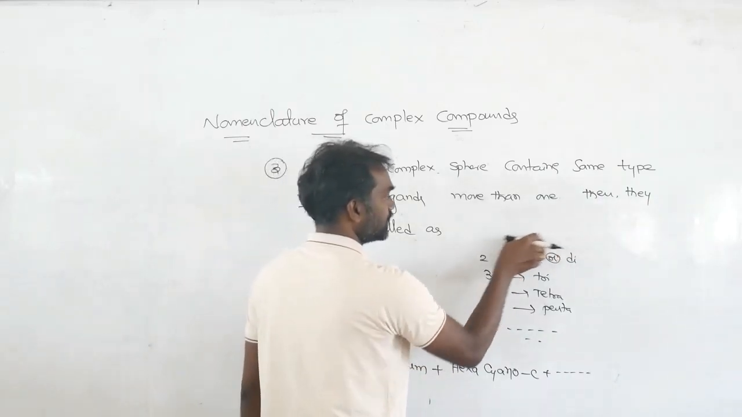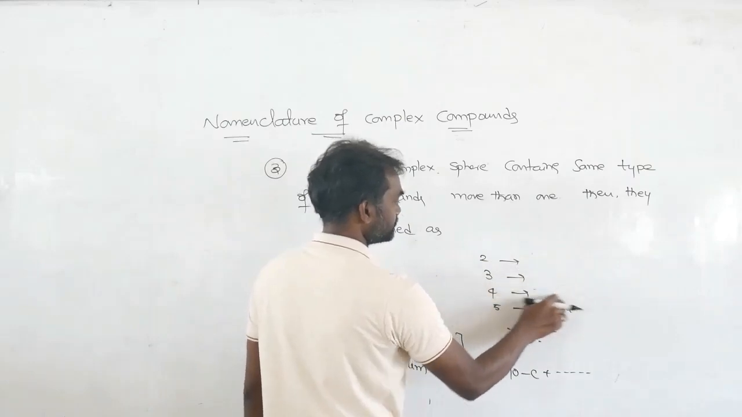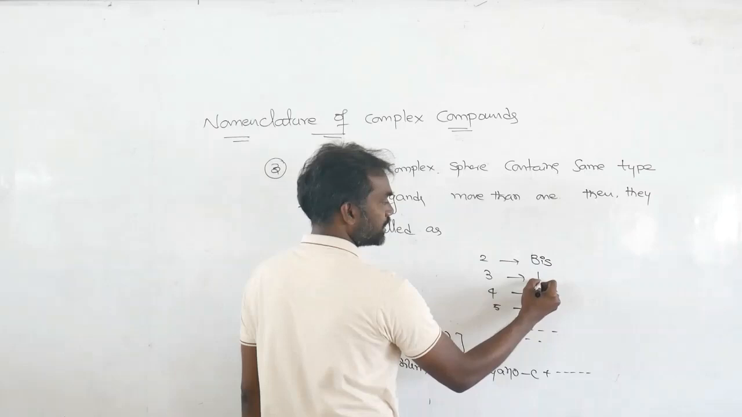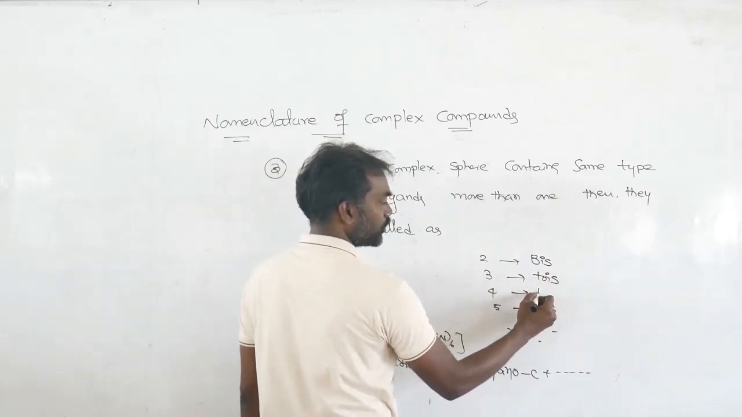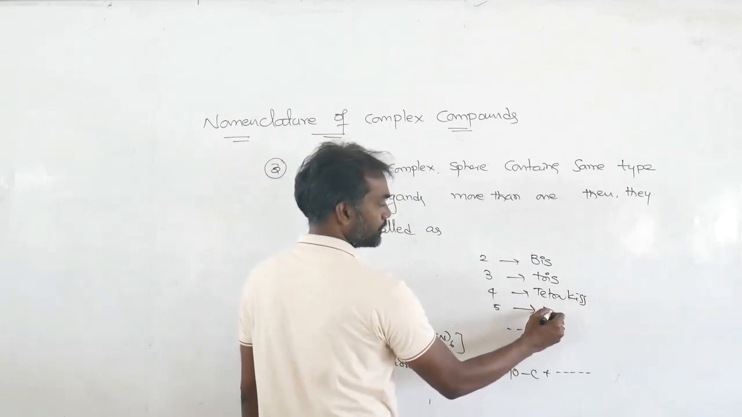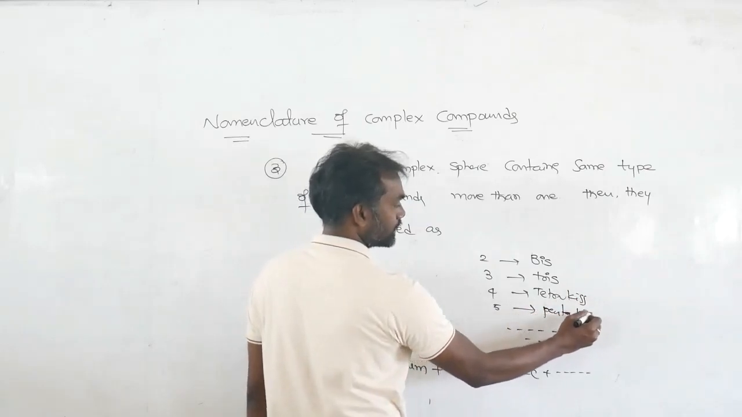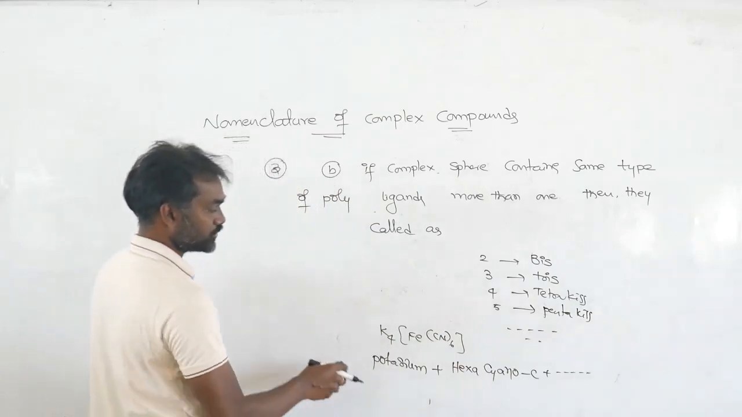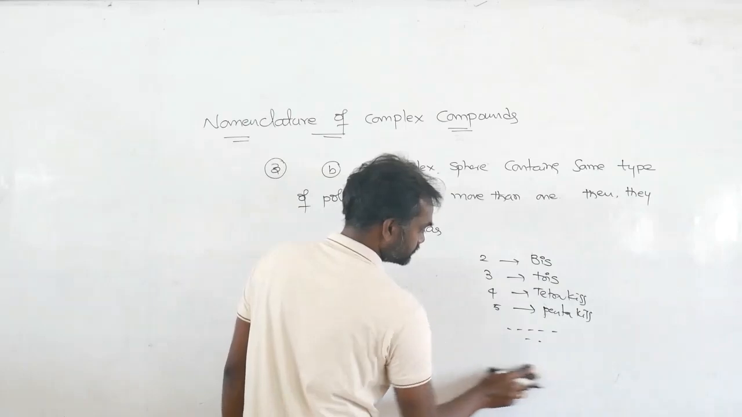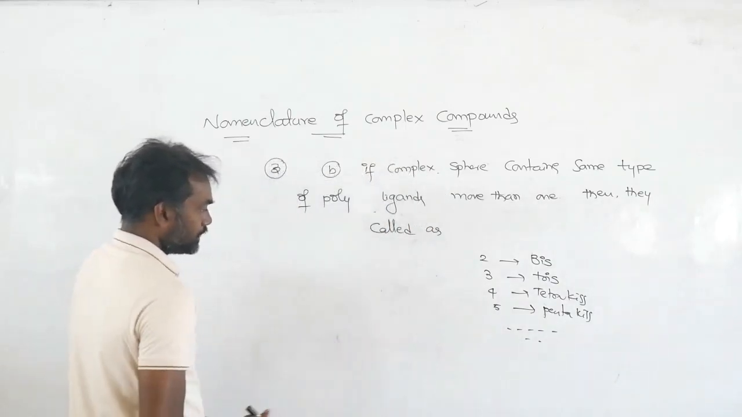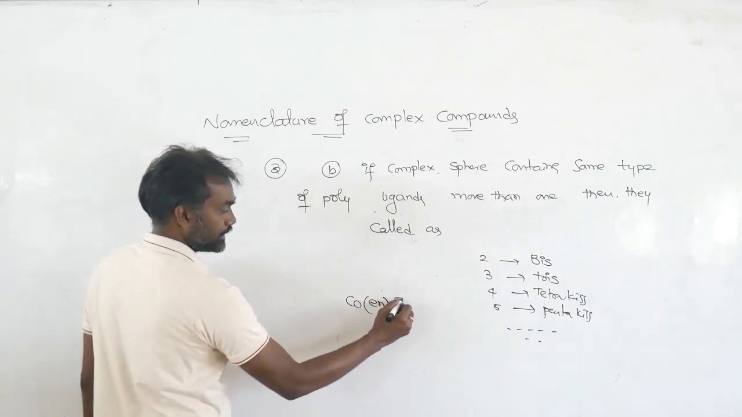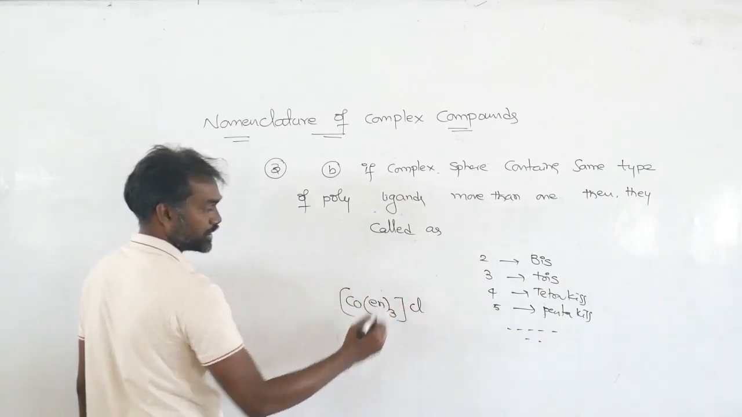So that means 2 you call bis, 3 you call tris, 4 is tetrakis, and like that, pentakis. So those words you can use. Suppose we see the example also. See, [Co(en)3]Cl3, ethylene diamine taken thrice, chlorine outside.